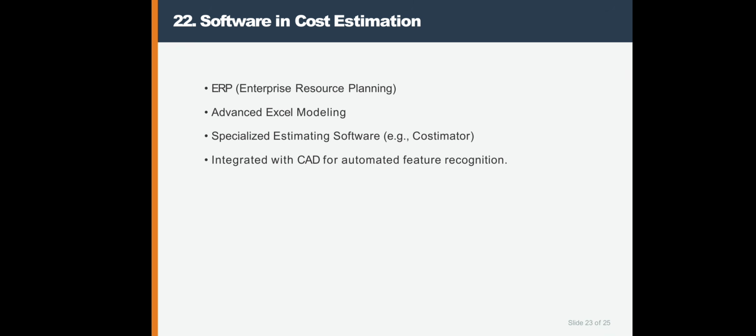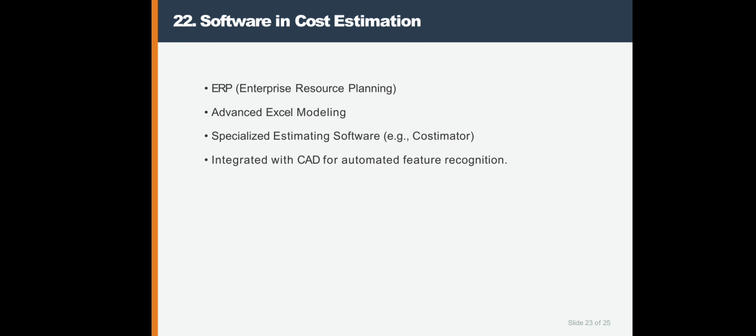The first one is ERP, Enterprise Resource Planning. Second is Advanced Excel Modeling. Third is Specialized Estimating Software; Costimeter is an example of specialized estimating software. Then software integrated with CAD for automated feature recognition is the new type. These are the main important software used for cost estimation.